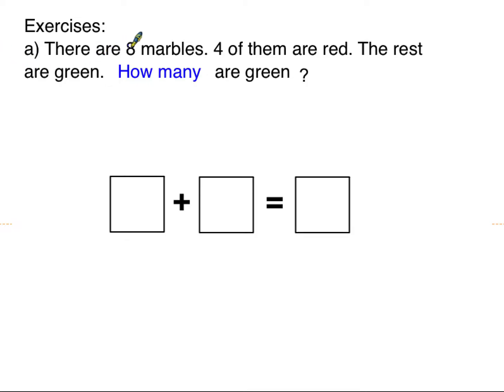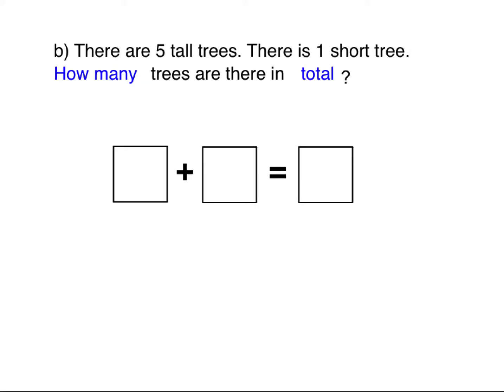Okay, there are 8 marbles. 4 of them are red. The rest are green. We have to figure out the rest. We know there are 8 in total. We know that 4 of them are red. We have to figure out the rest. So grab the 4, count to 8. 4, 5, 6, 7, 8. And 4, which I hope you know from our doubles practice.